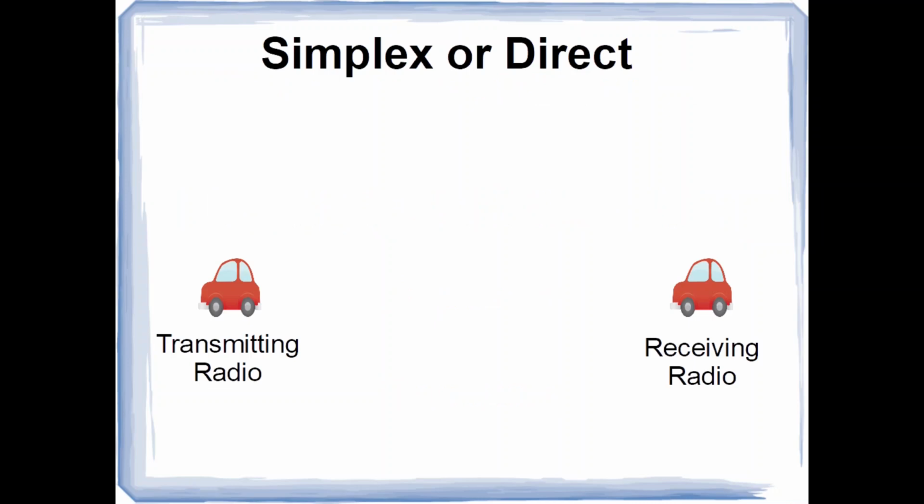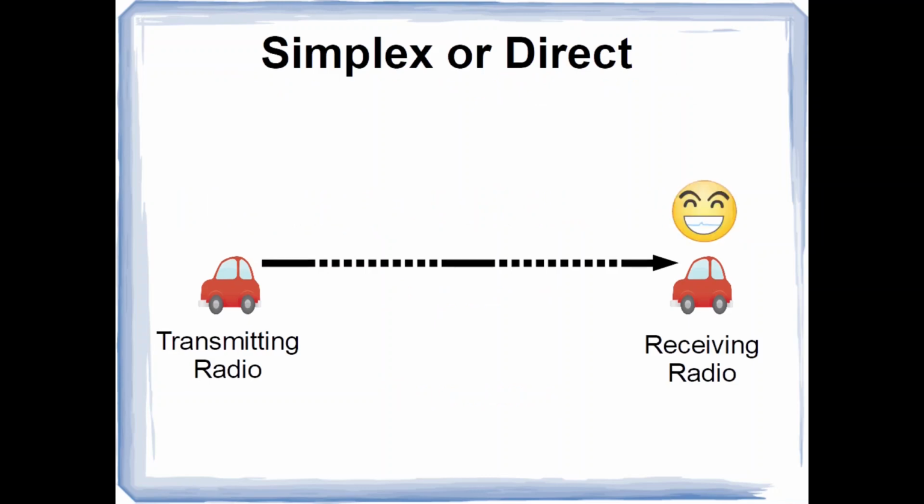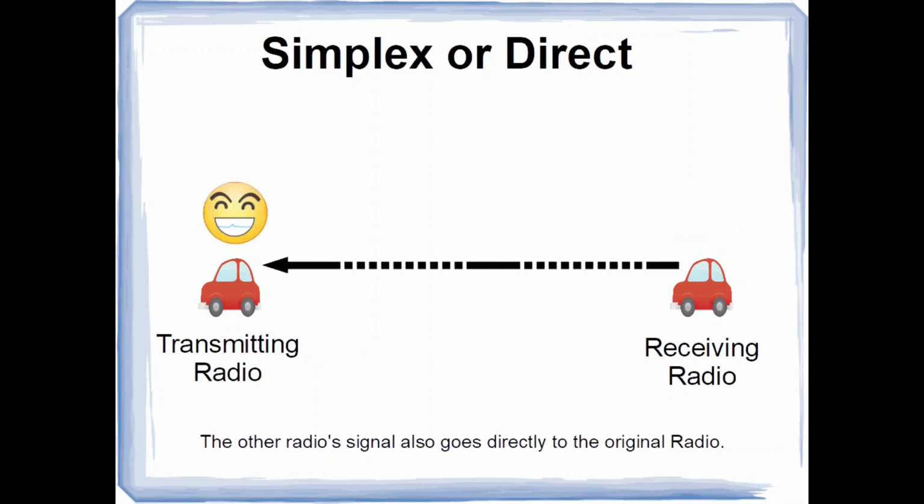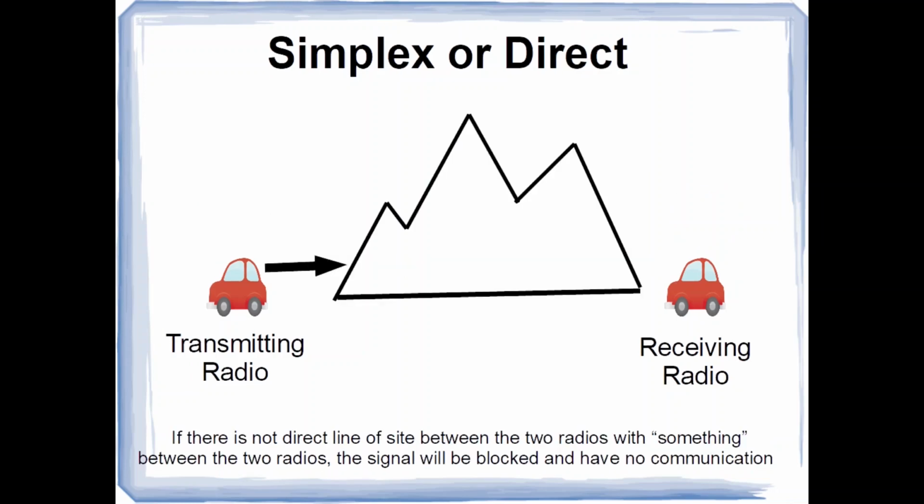Simplex, or direct channels, transmit and receive on the same frequency in the VHF range. They transmit from the transmitting radio directly to the receiving radio. Simplex operation is usually done at shorter distances with both the transmitting and receiving radios in line of sight of each other. The other radio's signal also goes directly to the original radio. However, if there is something in the way, like a mountain, the receiving radio will not get the message from the transmitting radio. Now for a repeater channel.